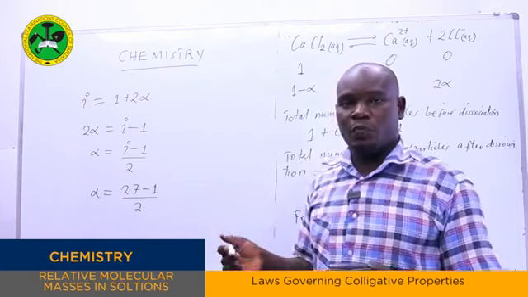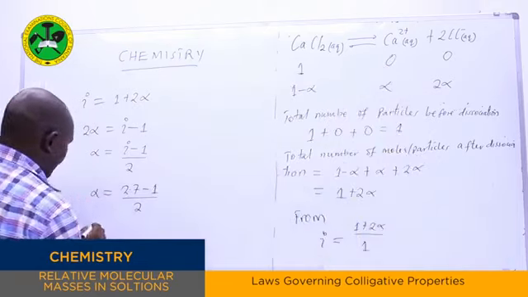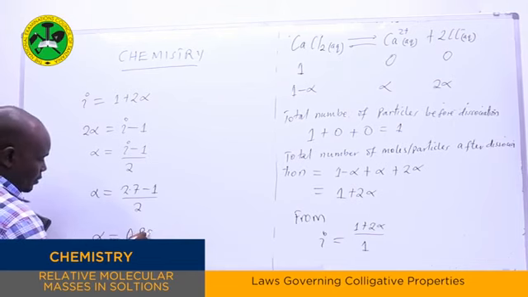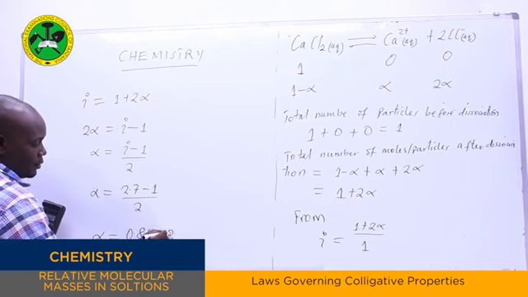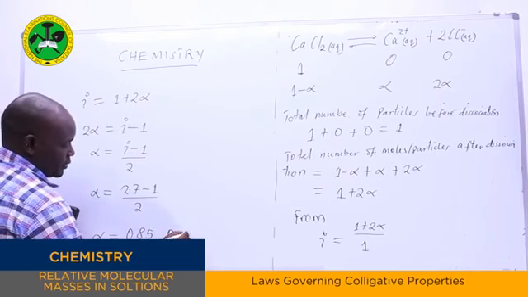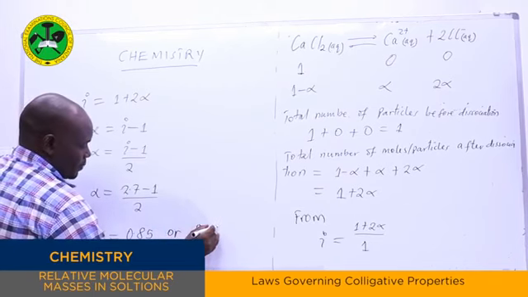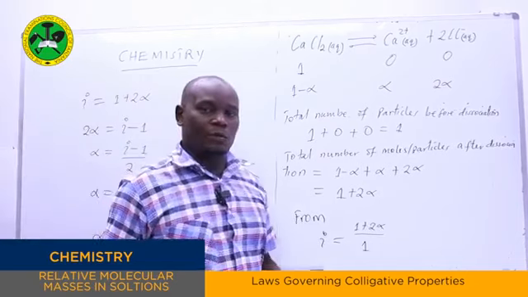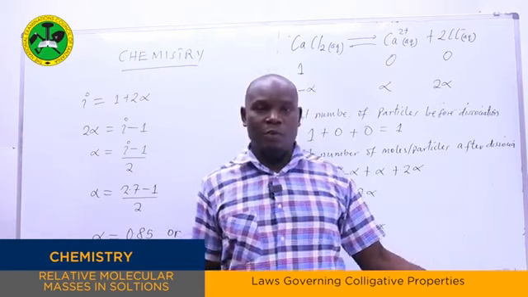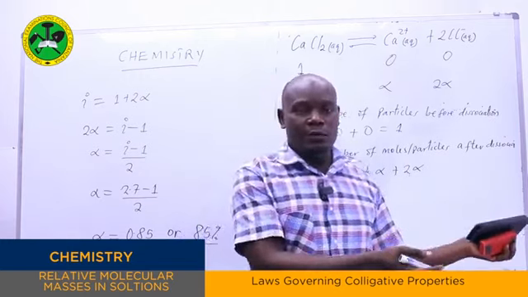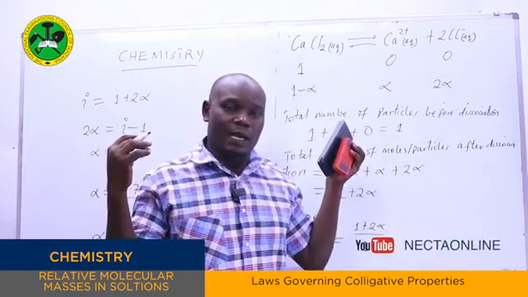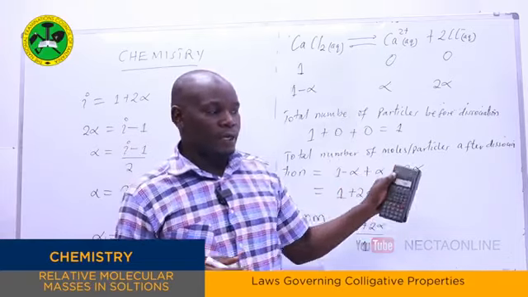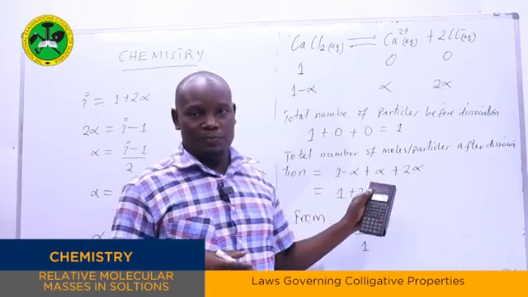the answer is 0.85, or in percentage, it is 85%. So this is what we call our degree of dissociation for calcium chloride. So do you see now the question is so simple once you consider what you are supposed to do before tackling it. So now we can proceed to the second example.